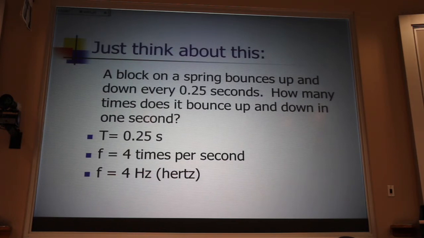Now, you can see that the period is just the inverse or the reciprocal of the frequency and vice versa. The frequency is 1 over the period and the period is 1 over the frequency. So if you know one, you know the other.